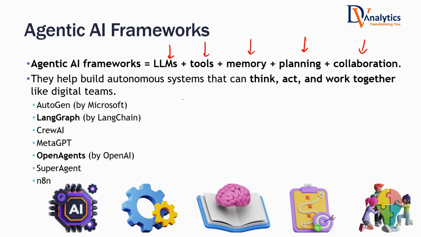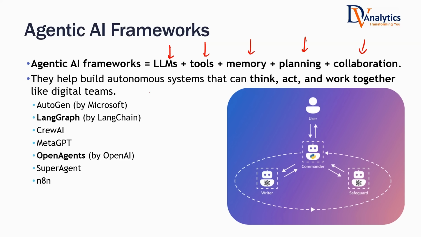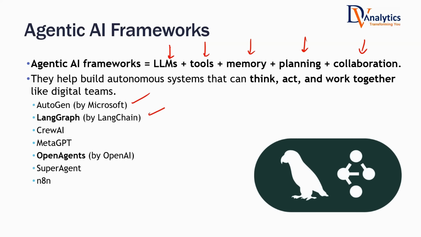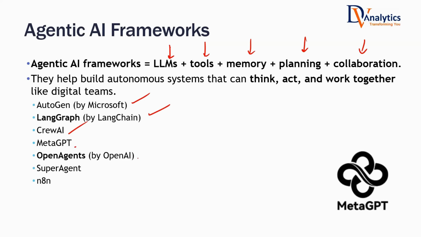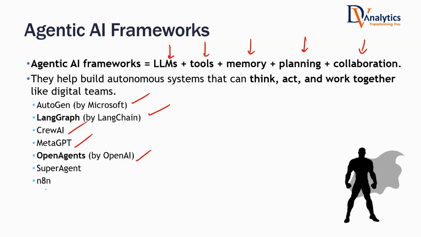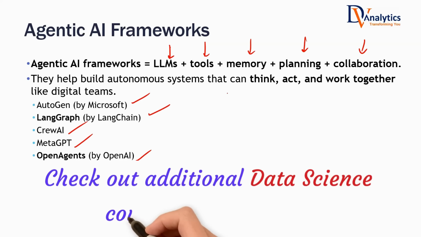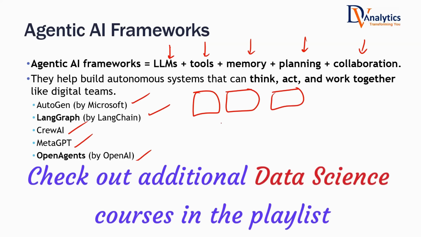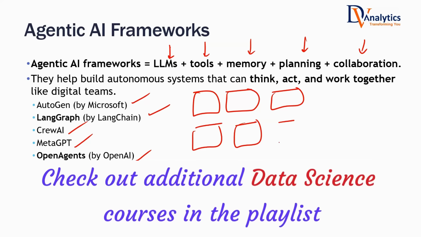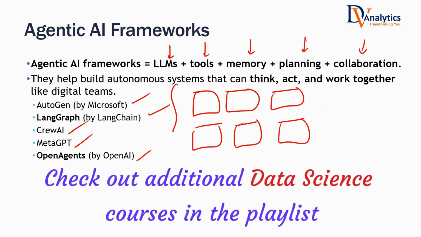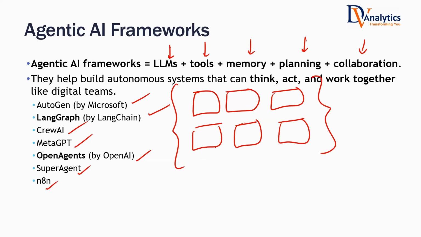ChatGPT or Lovable, so these are some of the agentic AI frameworks: Autogen by Microsoft, LangGraph by Langchain, Crew AI, MetaGPT, Open Agents or Super Agents or N8N. These are some of the frameworks. Frameworks means automatically there are already certain tools, already certain libraries are there. You can use those libraries and you can create your own agentic AI system for a specific task.